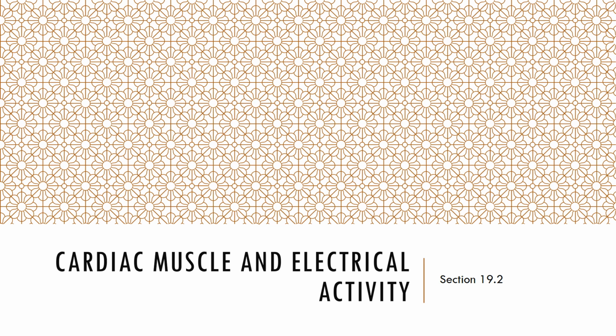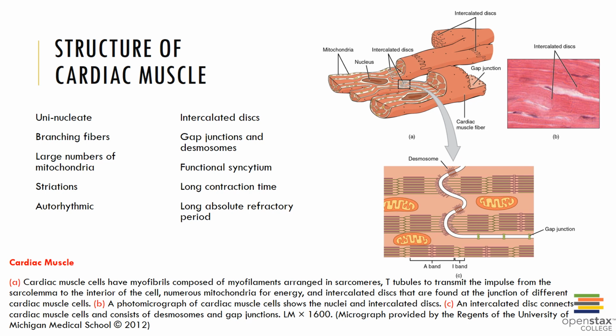Now let's examine cardiac muscle and the electrical activity of the heart. First, let's look at the microscopic anatomy of cardiac muscle. Cardiac muscle cells possess a single, centrally located nucleus. They are uninucleated. Cardiac muscle cells are relatively small and columnar-shaped. Unlike skeletal muscle cells, cardiac muscle cells branch.